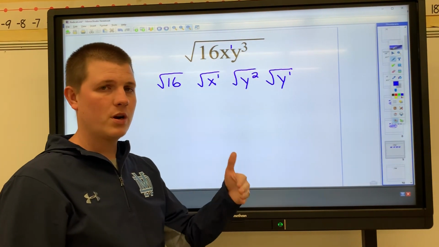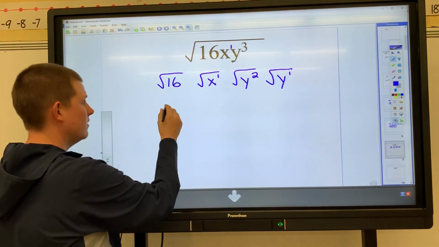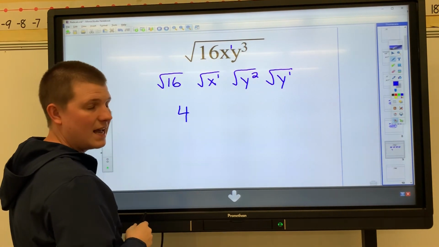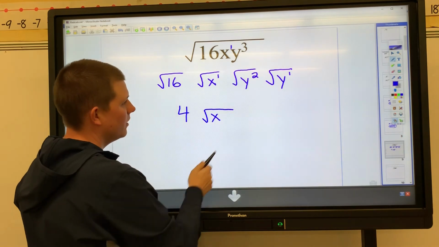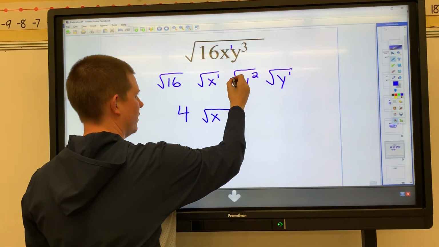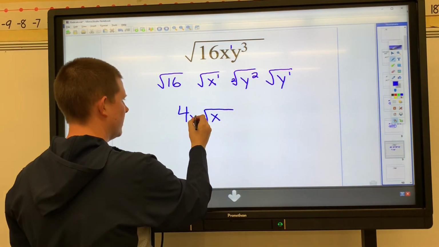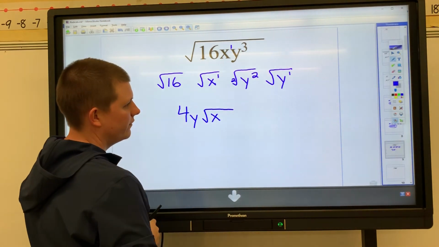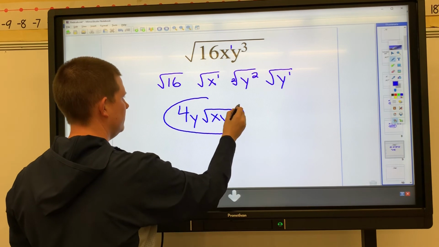And now, once again, we're going to work out each of these separately. What is the square root of 16? 4. What is the square root of x? I don't know what that is. I can't answer it, so it has to stay inside. What is the square root of y to the 2nd? Remember, there's an imaginary 2 out here, so we divide. 2 divided by 2 is 1. So that goes on the outside, y to the 1st. And the square root of y to the 1st, I cannot answer it, so it stays inside.